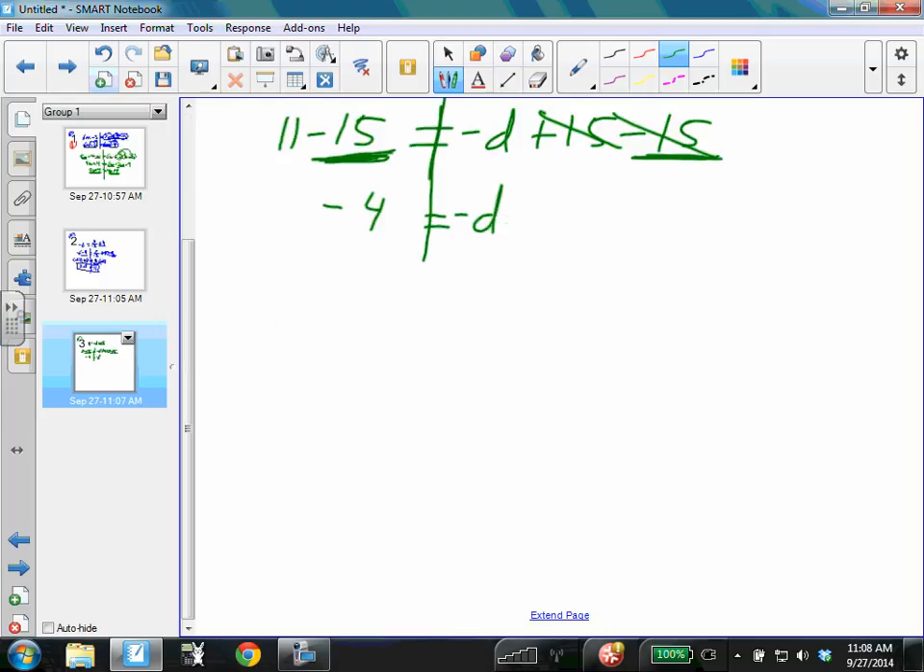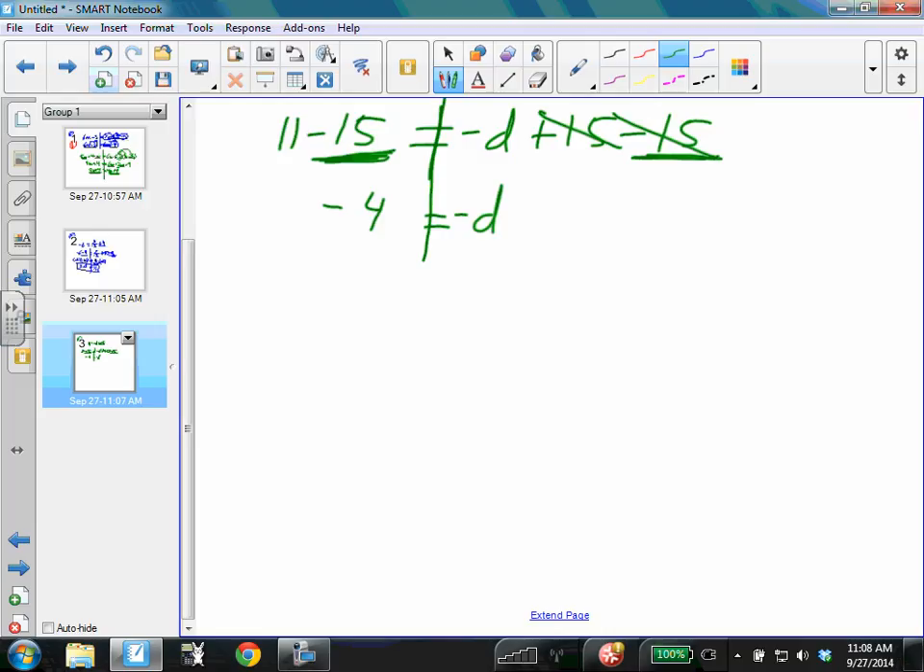Now, when I get here, this is a little curious because there's nothing but a d on the right-hand side of the equation, but it's a negative d. Now remember, I don't want to know what negative d is equal to. I want to know what just regular d is equal to. So what I'm going to have to do is get rid of this negative sign.